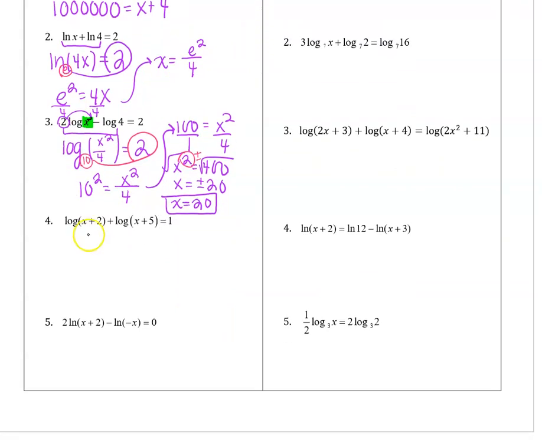Next one here, again, combine these logs into one. Because I'm adding the logs and they're both common logs, I can multiply the arguments to create one super log. So this is x plus 2 times x plus 5 equals 1. Now again, this is a common log, so we have a hidden little base of 10. So this is 10 to the first is equal to x plus 2 times x plus 5. Now make sure we completely distribute out that right-hand side.